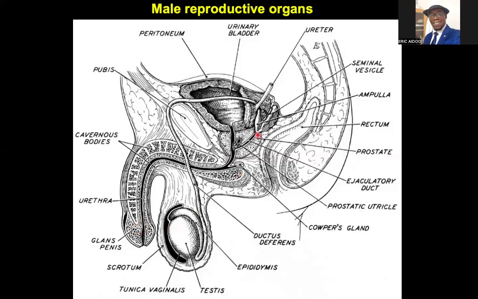You can also trace some of the ducts all the way through there. All right, so you actually have to start from this testis and then go along that path, okay, and then it is voided out as semen.